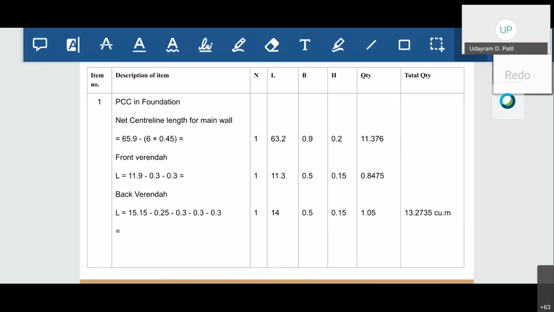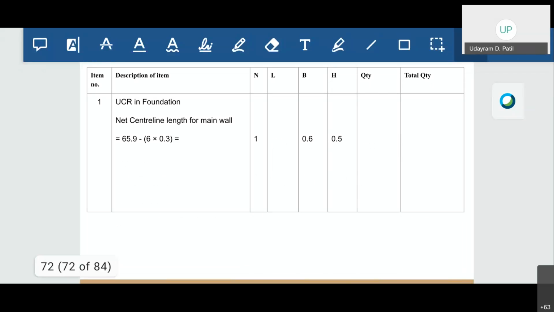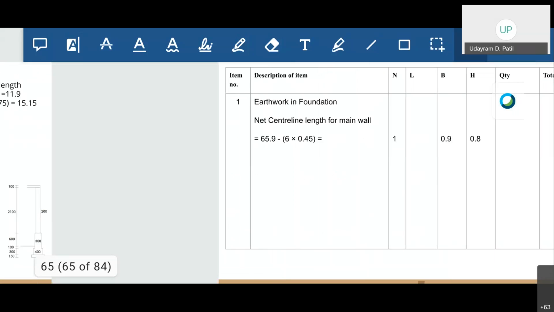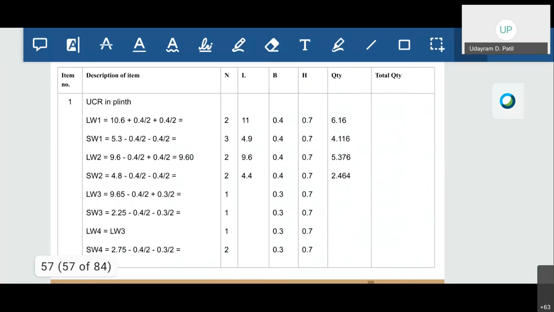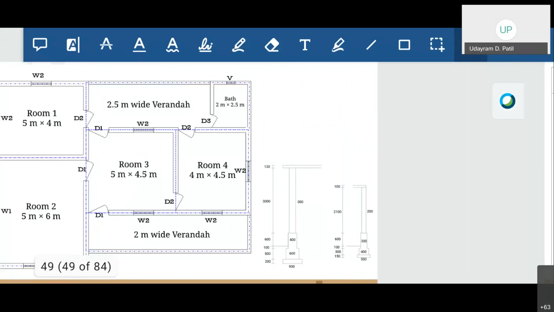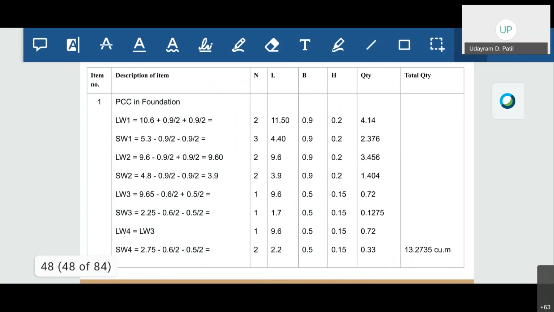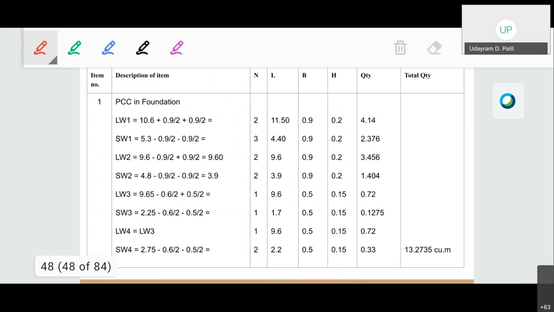अगेन बघा, okay, so PCC in foundation as per the long wall short wall method was 13.2735. Okay, तुमची सेम क्वांटिटी आली आहे टोटल सेंटर लाईन लेंथ मध्ये. ओके, सो remember that even if you solve by the long wall short wall method or the center line method, both of the values will be same up to the point. Okay, there will be no difference in the total quantities.